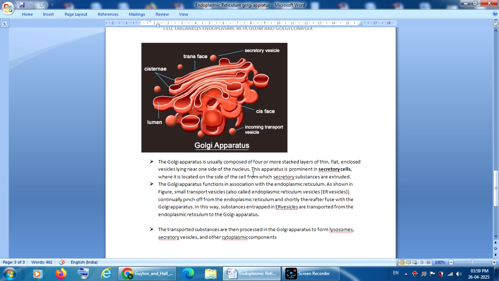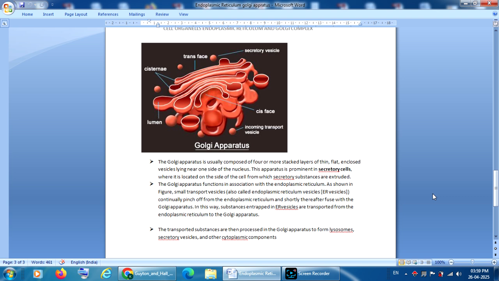The Golgi apparatus is usually composed of 4 or more stacked layers of thin, flat, enclosed vesicles near one side of the nucleus. This apparatus is prominent in secretory cells, where it is located on the side of the cell from which the secretory substances are excreted. See, where these Golgi apparatus are present is mainly in the secretory cells.